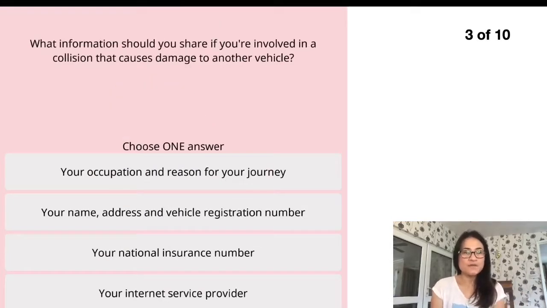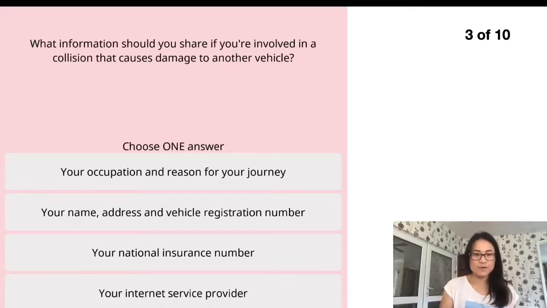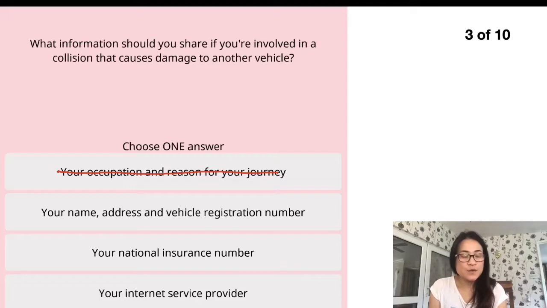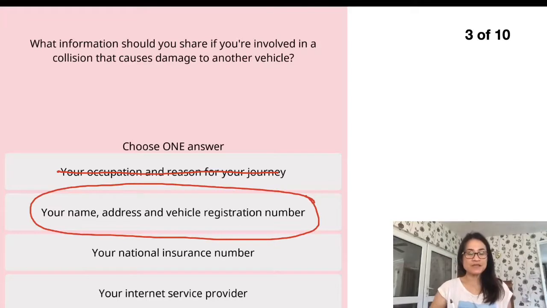Question 3. What information should you share if you are involved in a collision that causes damage to another vehicle? Let's have a look at the choices. The first one said your occupation. I don't think it is necessary to tell people what your occupation is and the reason for your journey. Nope. The second one is your name, address, and vehicle registration number. Correct. These are information that you need to share. You also need their name, address, write down the registration number. These days, people just take a picture, and the telephone number will be important too.